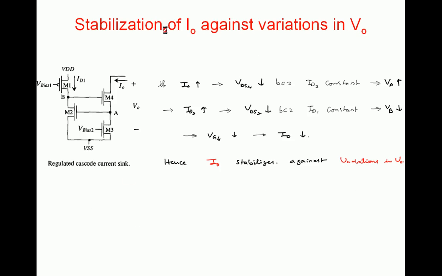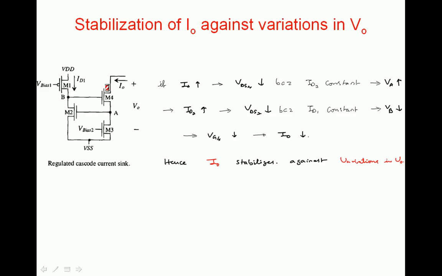Now, suppose V naught tries to increase; that forces I naught to increase. Whenever I naught increases, VDS4 reduces because ID3 is constant. The current flowing through M3 is constant, so I naught cannot change. But when V naught increases, that forces more current, and that is expressed as a reduced drain to source voltage of M4, so that at a lesser drain to source voltage you are getting a larger current. That is the meaning. So as V naught increases, I naught tries to increase, and that forces VDS4 to decrease.